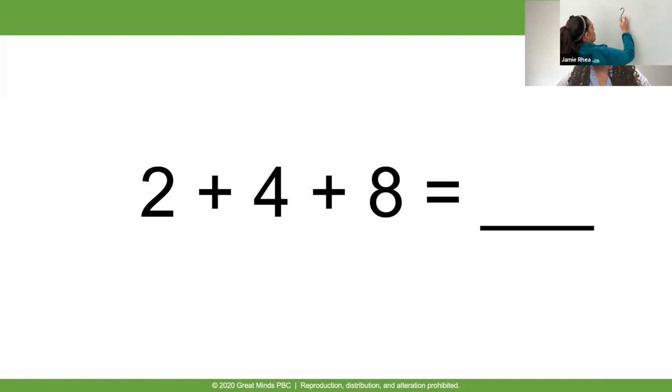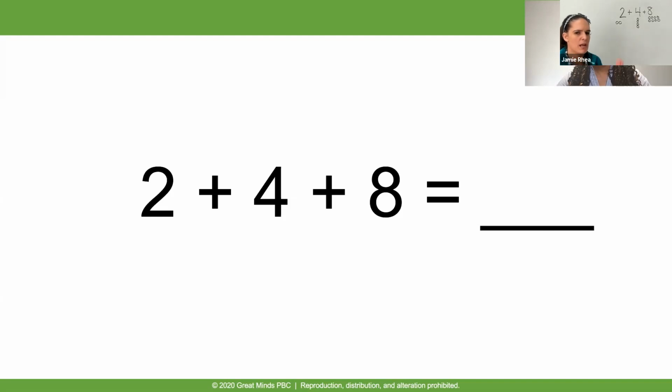We have 2 plus 4 plus 8. Draw out 1, 2. 1, 2, 3, 4. 1, 2, 3, 4, 5, 6, 7, 8. All right, now, do I know that two of those numbers make 10? Do I know which two make 10? Well, I'm not sure. Let me try it.